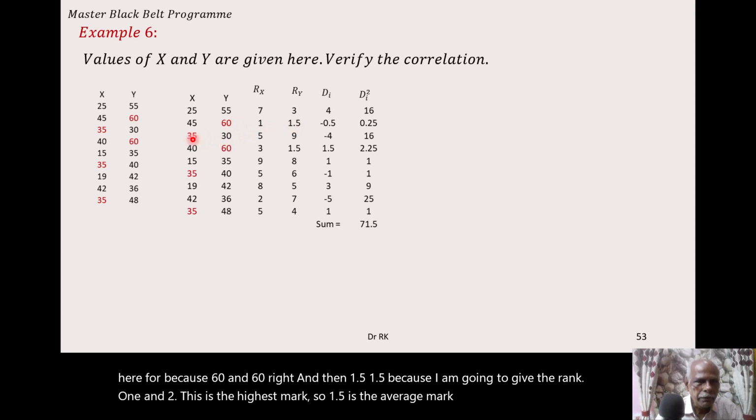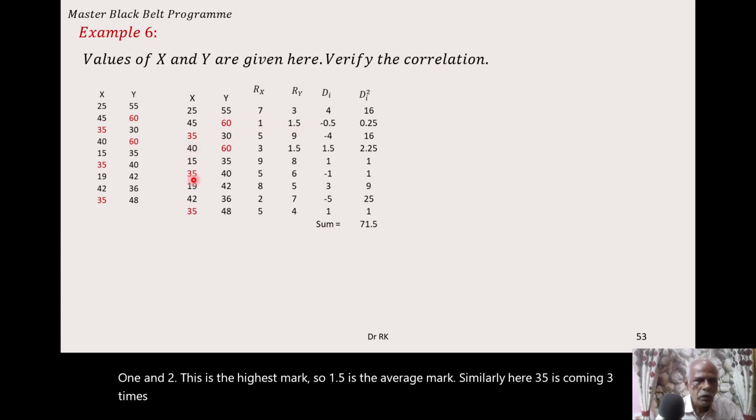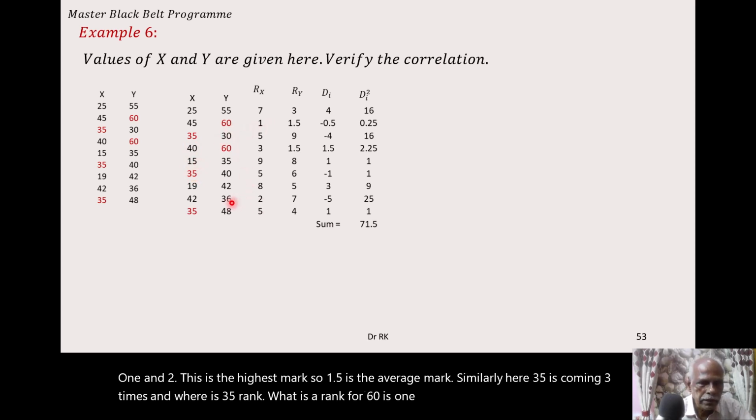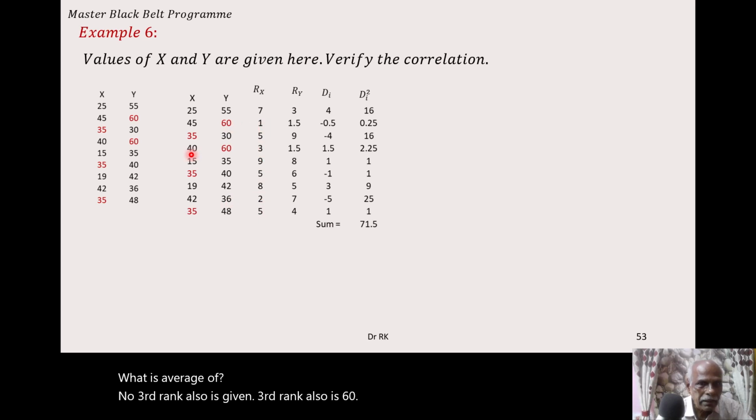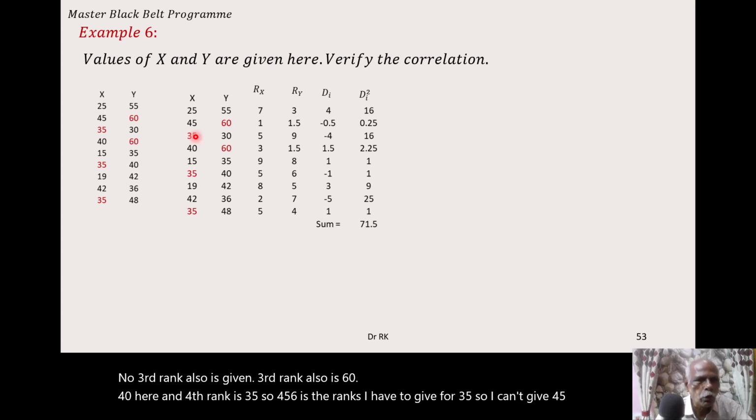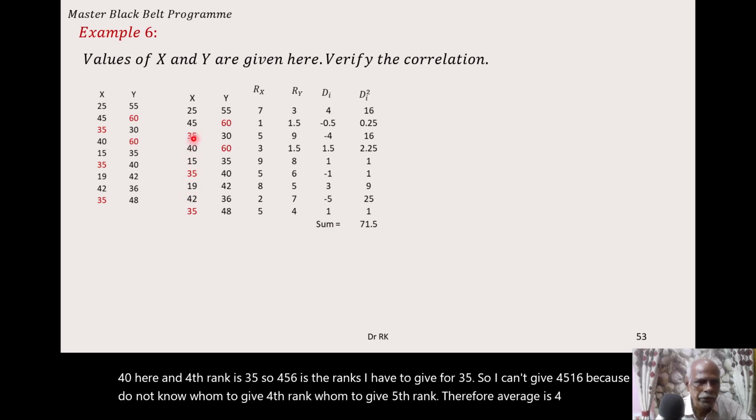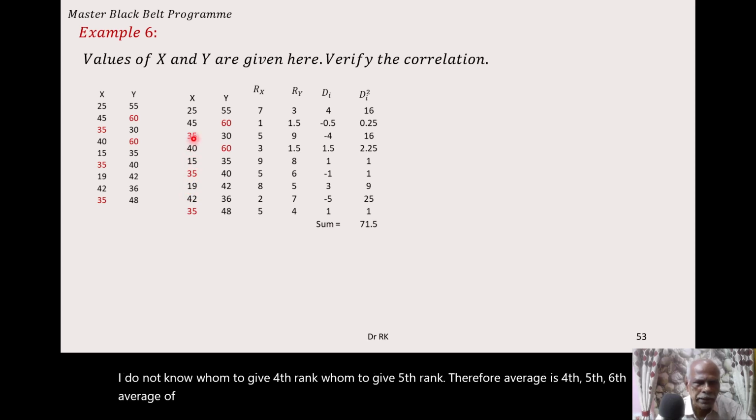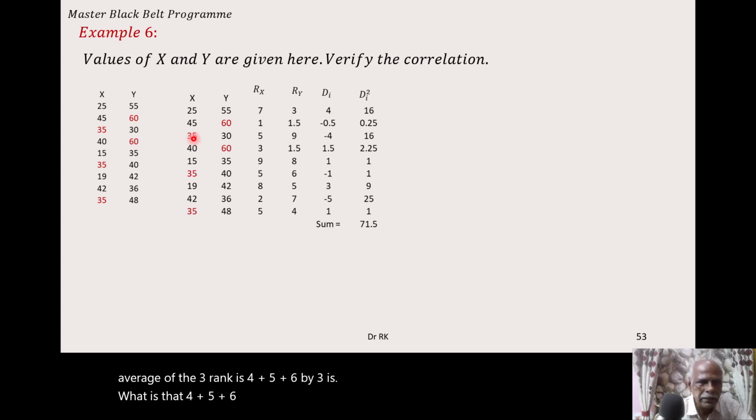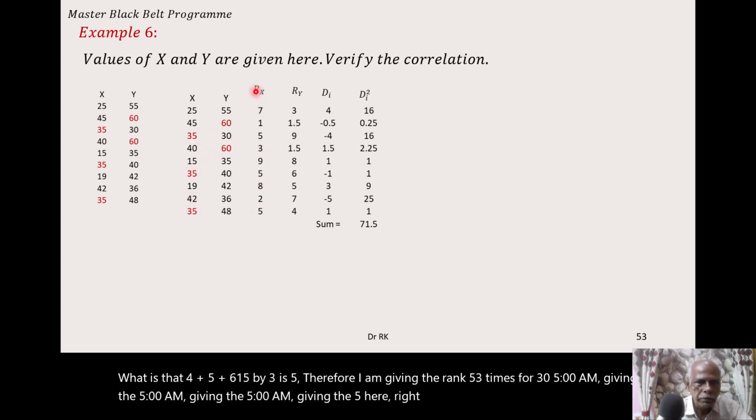Similarly, here 35 is coming 3 times, and where is 35 rank? The rank for 60 is 1, rank for 2 is 36, third rank also is given here. Third rank 40 here, and fourth rank is 35. So, 4, 5, 6 are the ranks I have to give for 35. So, I can't give 4, 5 and 6 because I do not know whom to give the 4th rank, whom to give the 5th rank. Therefore, the average of the 3 ranks is 4 plus 5 plus 6 by 3, is 15 by 3, is 5. Therefore, I am giving the rank 5 three times. For 35, I am giving the 5 here. Right. So, this is how I am giving the ranks.